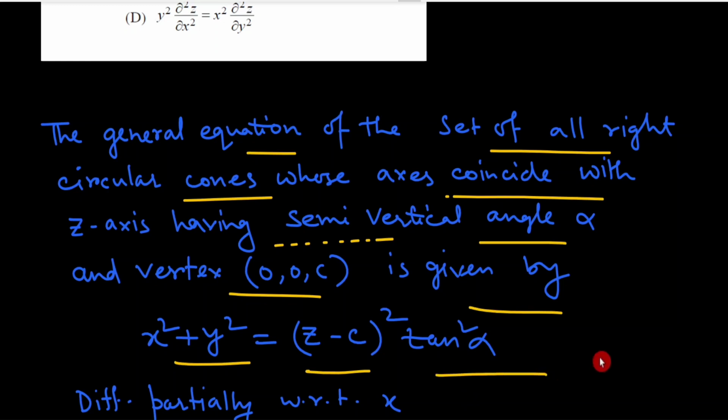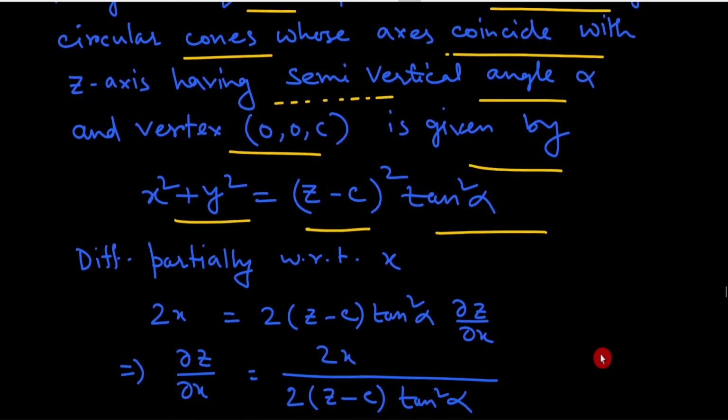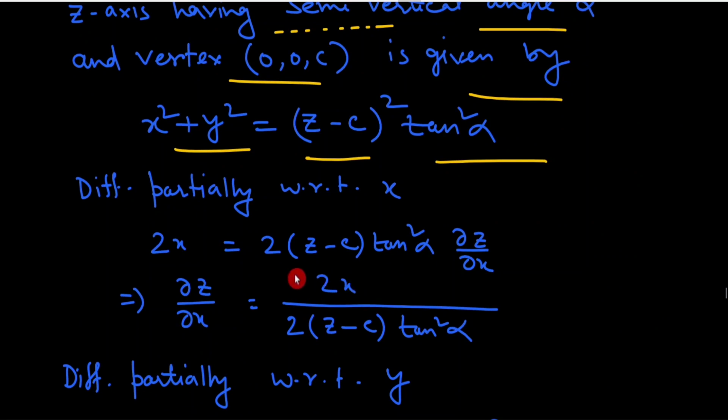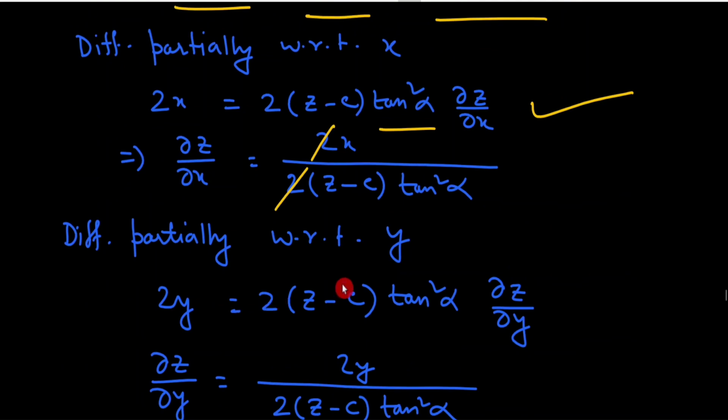Now differentiating this equation partially with respect to x, we get 2x equal to 2 into (z minus c) tan square alpha del z by del x. This implies del z by del x equal to x by (z minus c) tan square alpha, 2 cancels, and differentiating partially with respect to y, we get 2y equal to 2 into (z minus c) tan square alpha del z by del y.